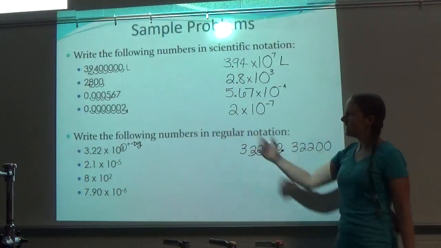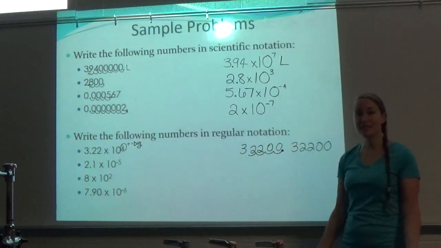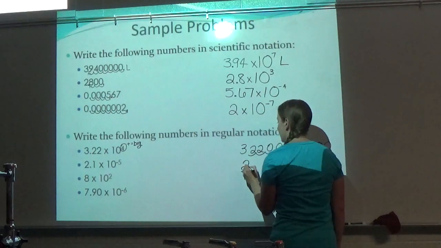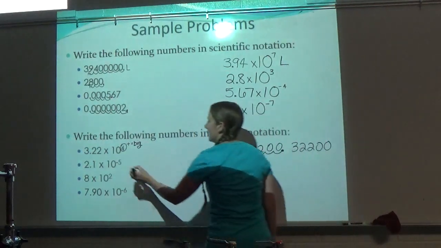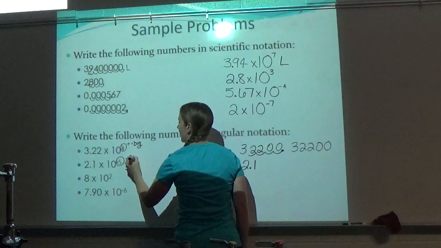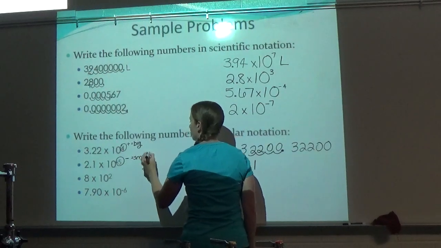All right, so let's look at the next one. So it's 2.1 times 10 to the negative 5. So I'm going to start with my coefficient, 2.1, and this is to the negative 5. So negative means it's going to be a small number.